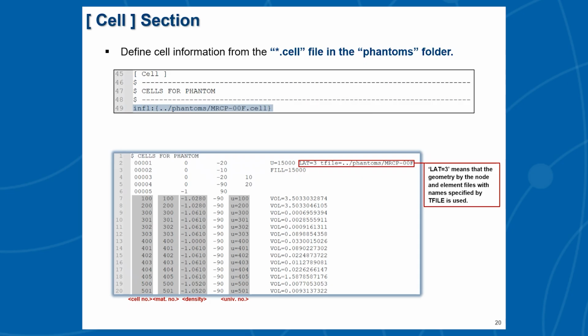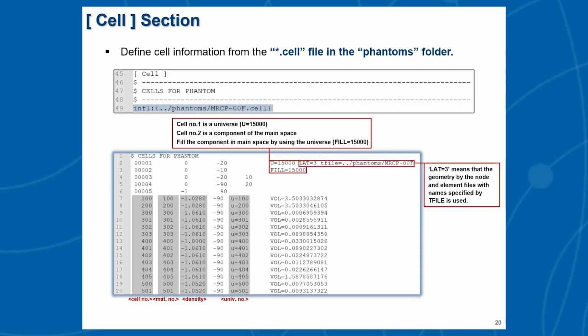In line 3, you can also see that fill equals 15,000, which is equivalent to the universe number in line 2. This means that cell 2 is filled with the phantom. The organs are defined from line 7. The first column is the cell number, followed by the material number, density, surface number, and universe number. In this example, the universe and cell numbers were all set to the organ ID.